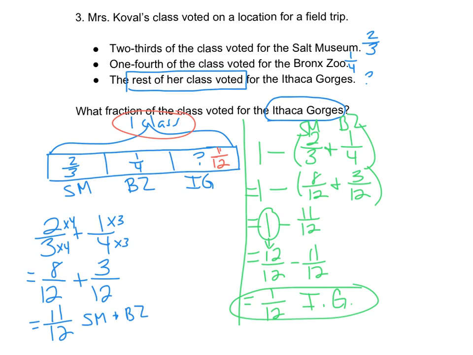So we can solve it either by doing addition and figuring out in our head what that last section is, or I can subtract the whole from the parts I know, and that will give me immediately the rest of my class. Make sure you showed your work, whether you did the addition option or the subtraction option. Either way is correct.